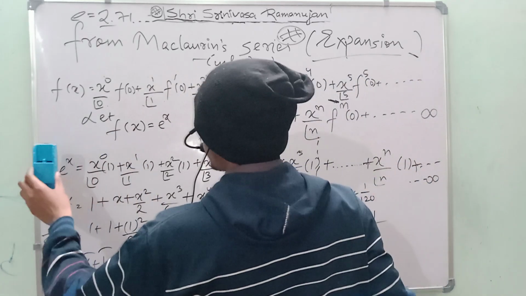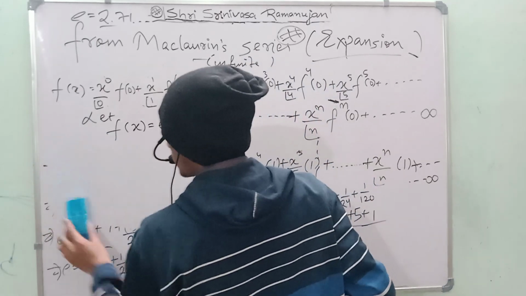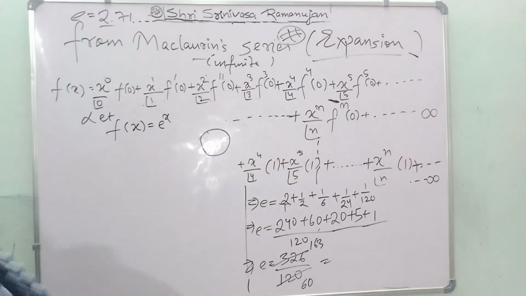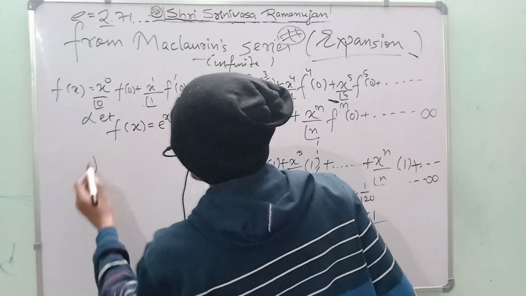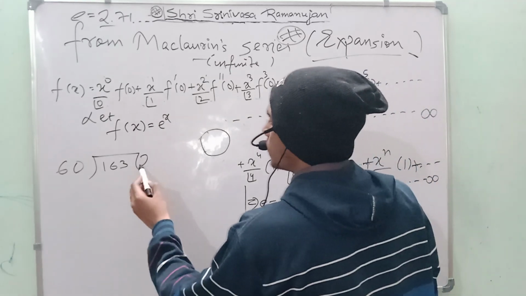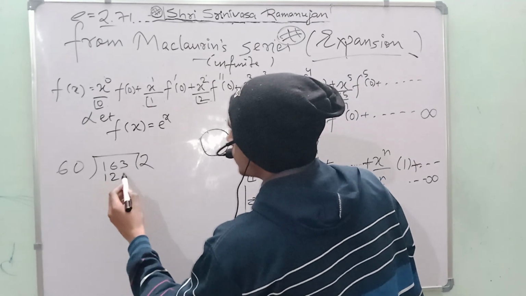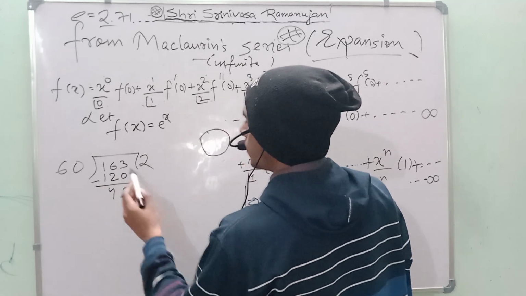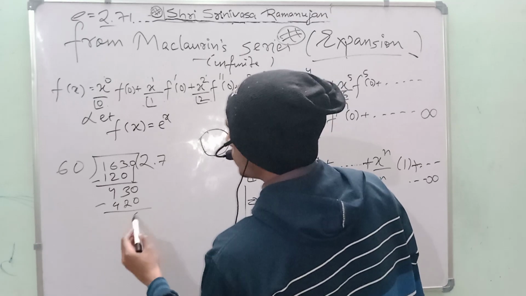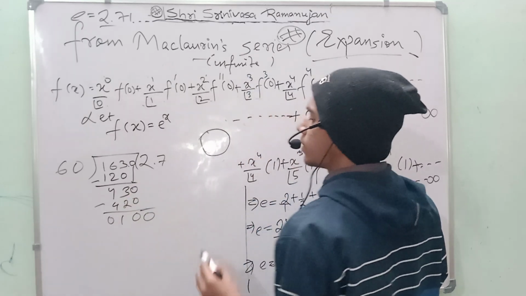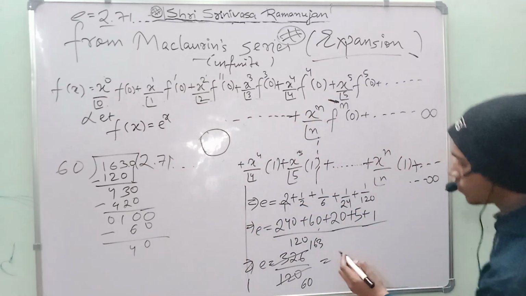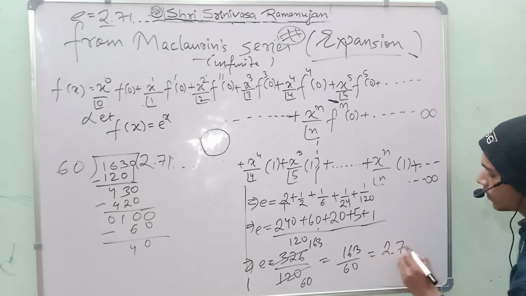I am erasing this portion. What is 163 by 60? If we divide 163 by 60, what do we get? 60 twos are 120, 60 threes are 180, and it will go like this. So 163 by 60 is equal to 2.71.